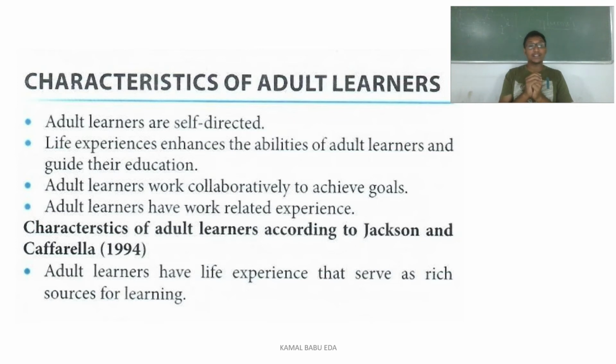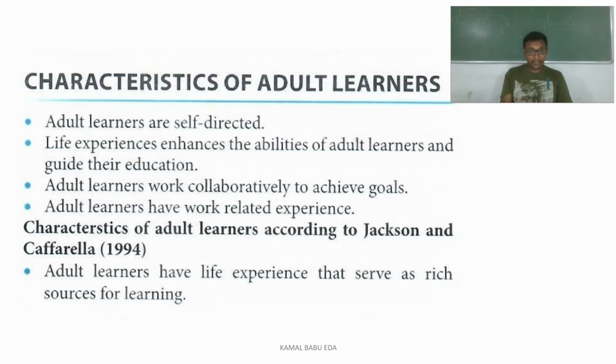And the fourth point is adult learners have work-related experience. They are already working in a particular situation. Since they want to improve themselves, they come for learning. So when a new thing comes, whatever past experience or past idea they have, they will try to apply it and try to understand more and more.